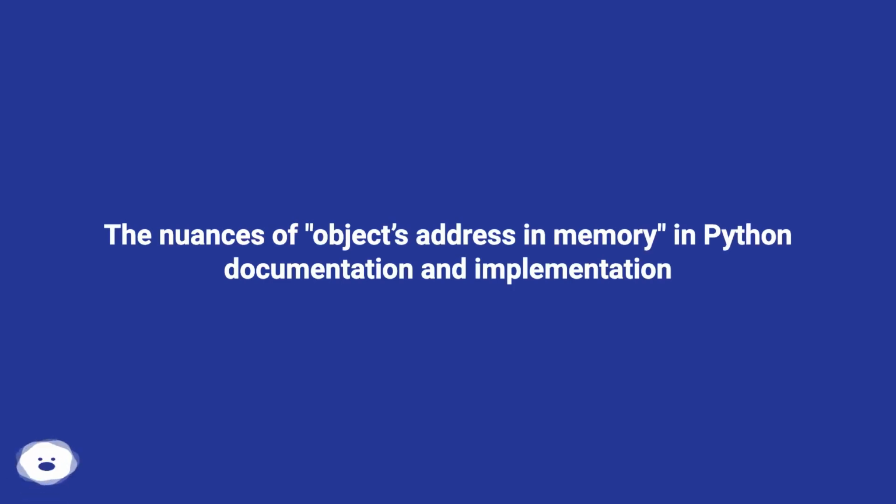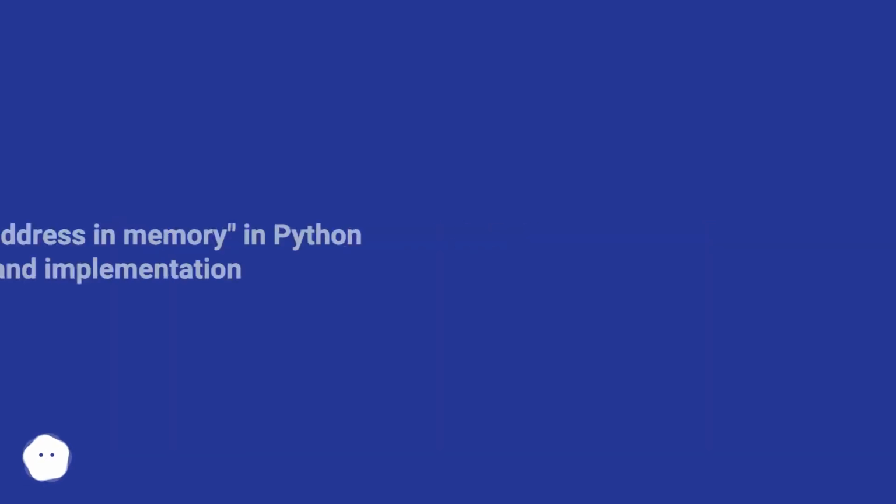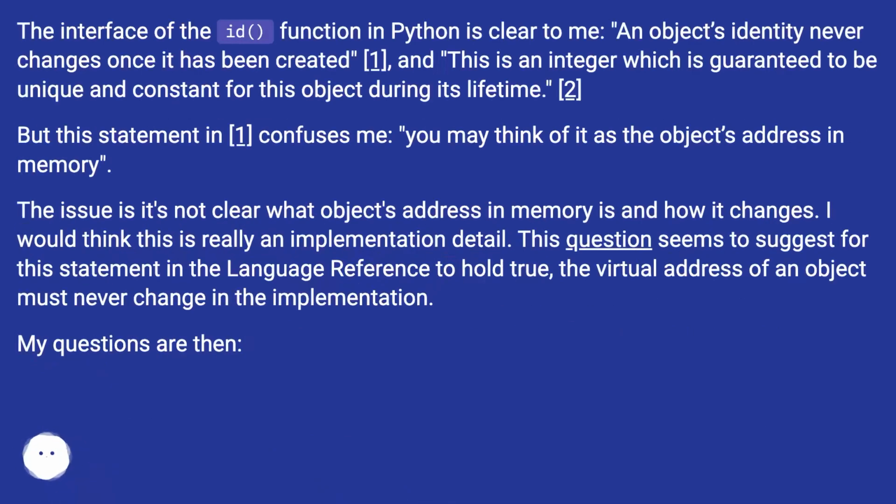The nuances of an object's address in memory in Python documentation and implementation. The interface of the ID function in Python is clear to me. An object's identity never changes once it has been created, and this is an integer which is guaranteed to be unique and constant for this object during its lifetime.